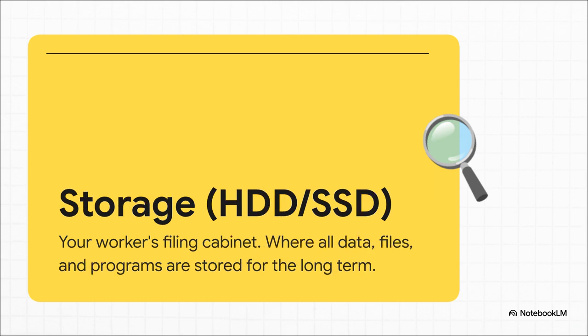Then you've got storage. This is your hard drive or your solid-state drive. In our office, this is the filing cabinet. It's where everything, your operating system, your photos, your documents, your games, is stored permanently for the long term, even when you shut the computer down.